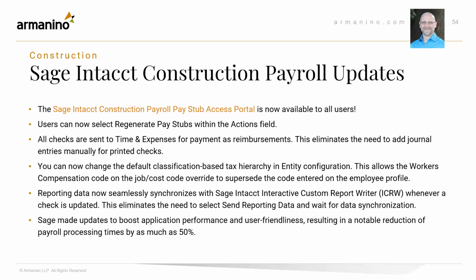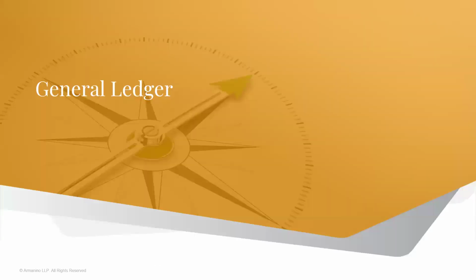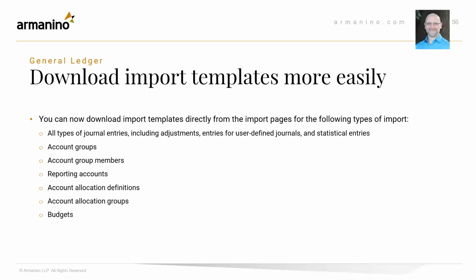And then overall, Sage made changes to boost application performance and user friendliness, and in Sage's words, resulting in a notable reduction of payroll processing time by as much as 50%. Can you believe it? I don't know if you can or not, but either way, even if you're saving 40%, it's awesome. All right, moving on to General Ledger.